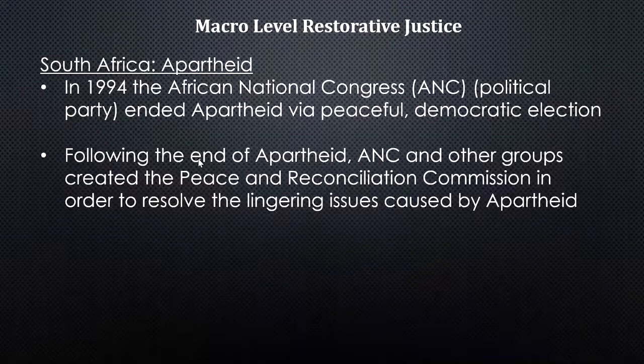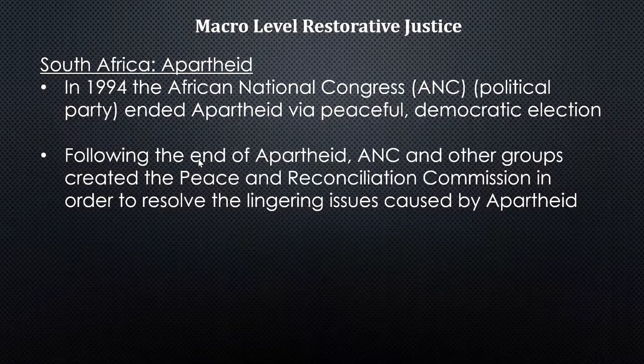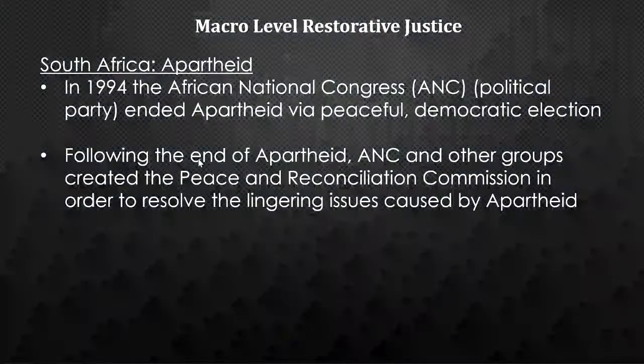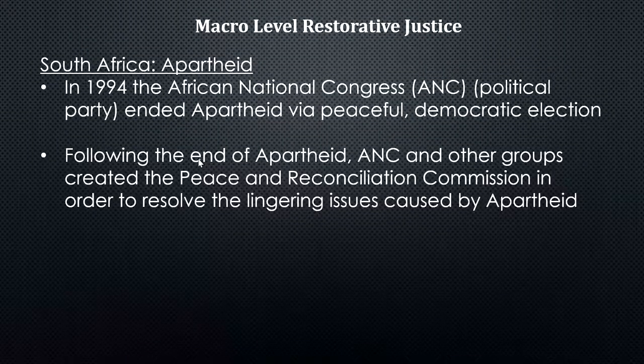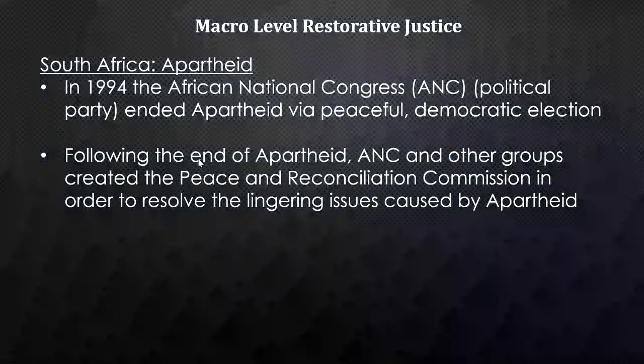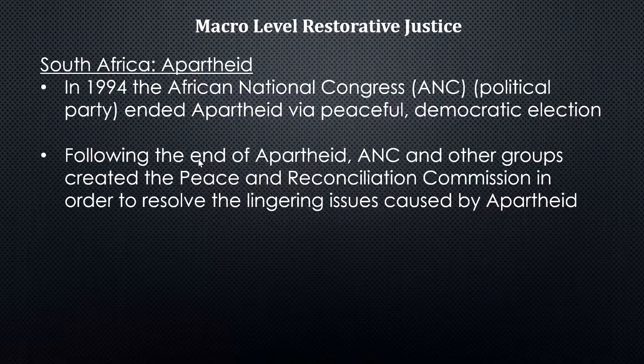Now, in 1994, the African National Congress, which still is a political party, also known as the ANC, ended apartheid via peaceful democratic election. And in that election, the leader of the ANC, Nelson Mandela, became president of South Africa. Following the end of apartheid, the ANC and other groups created what was called the Peace and Reconciliation Commission.